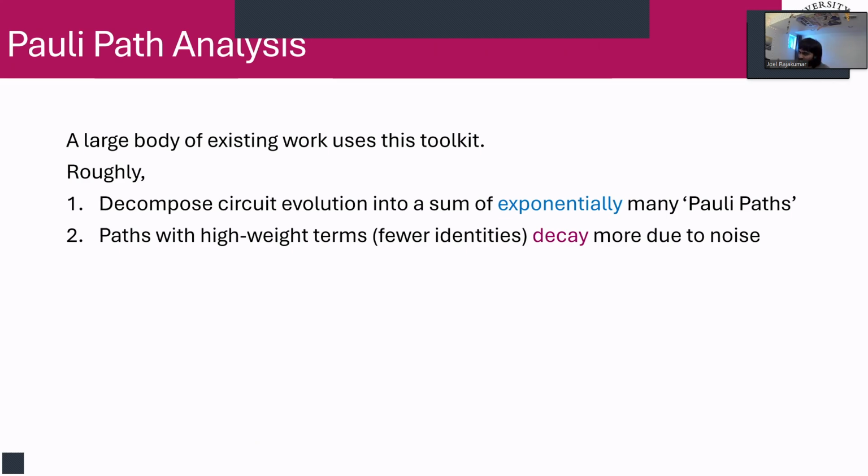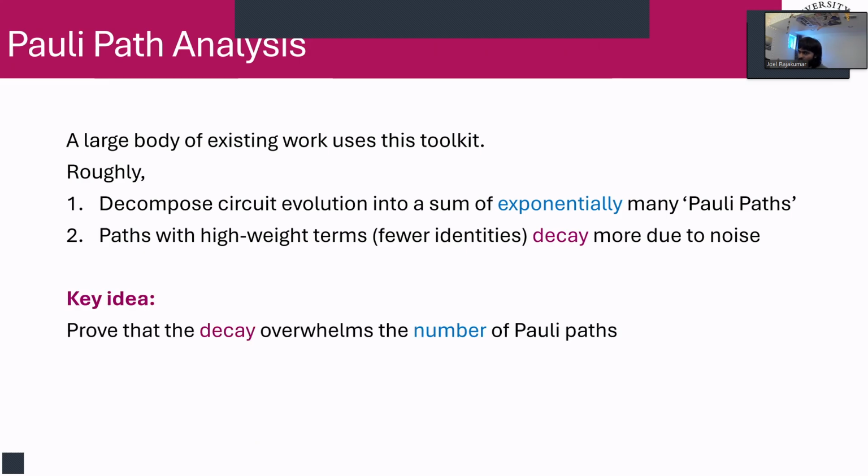The idea is that the depolarizing channel doesn't decay the identity, but it decays the X, the Y, and the Z polar terms. So the main idea behind many of these existing polypath analysis works is that you prove that the decay overwhelms the number of polypaths, and this tells you that the low weight polypaths are a good approximation of the full circuit.